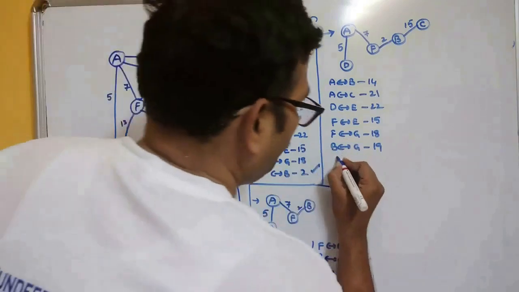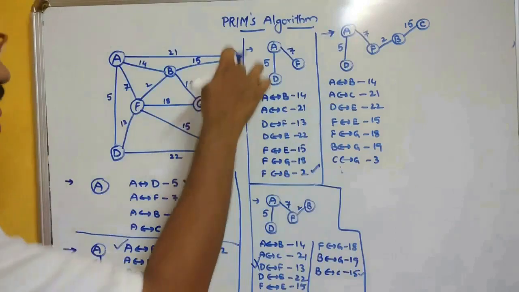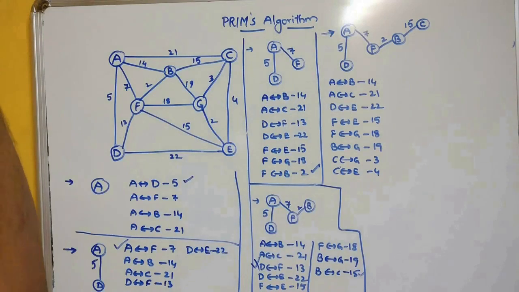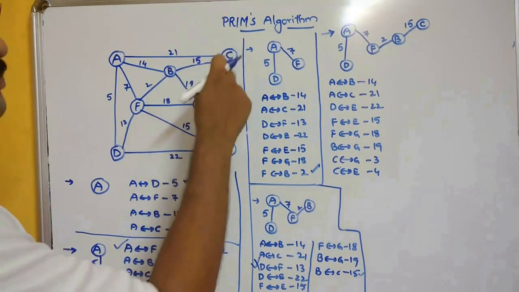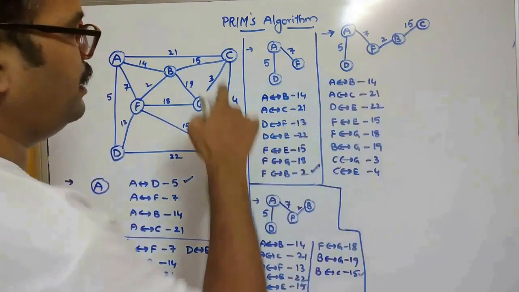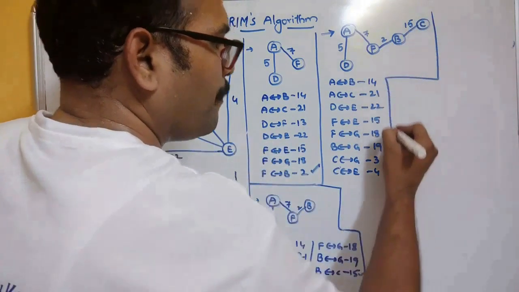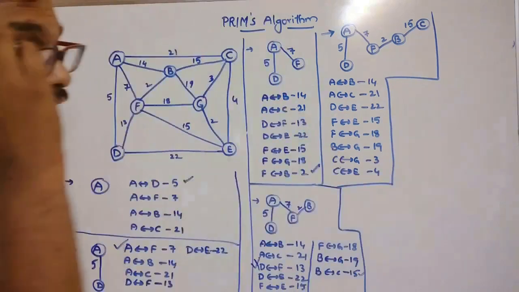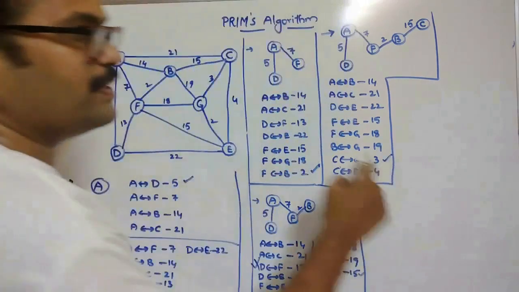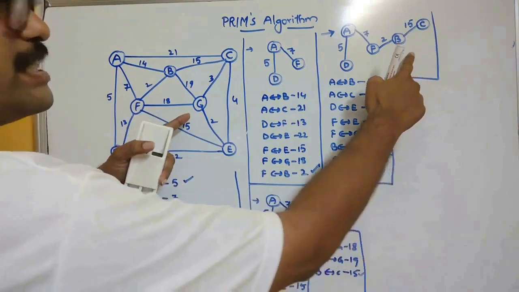C to G is 3 and C to E is 4, right? So among the 4 edges from C, C to A is already written, C to B is already considered in the tree, leaving C to G and C to E. So this is the next one. We need to select the least cost from these, which is C to G with a 3. So from C you can construct a G, which doesn't form a cycle.